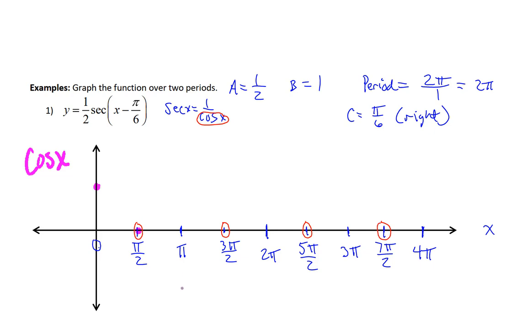Then at pi, it's negative 1. And then back up at 3 pi over 2, it's 0 again. And then at 2 pi, it's positive 1. Okay, so I'm just marking this on here because number 1, it's good review, and number 2, you'll see the direct connection here.